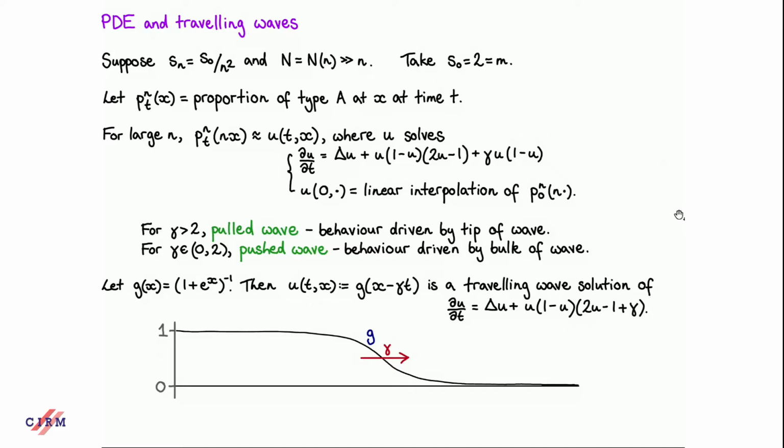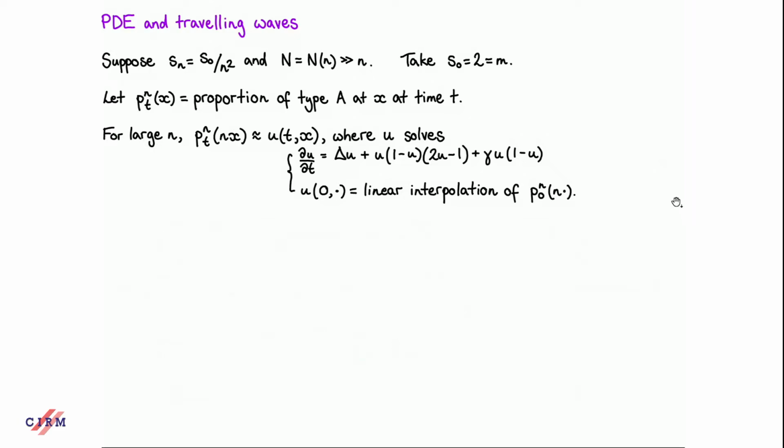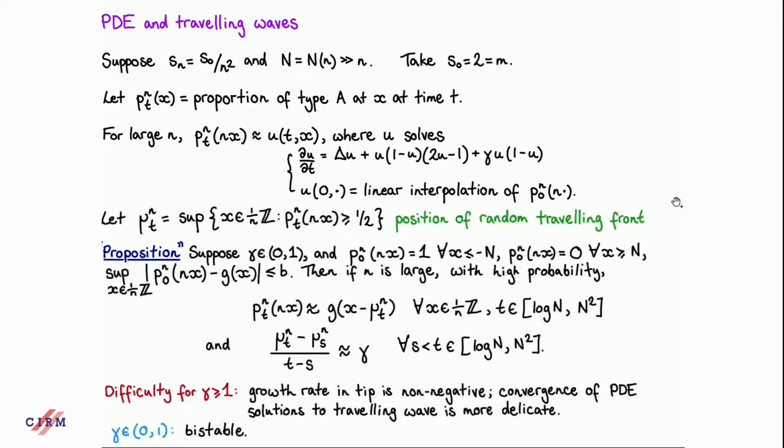So now if we go back to the individual based model, we're going to let mu n of t be the rightmost x at which p n t of n times x is at least a half. So under the space scaling by 1 over n, it's the rightmost point at which the majority of the population is type capital A. So it's sort of how far the type capital A has spread at time t. And we're going to refer to that as the position of the random travelling front at time t.